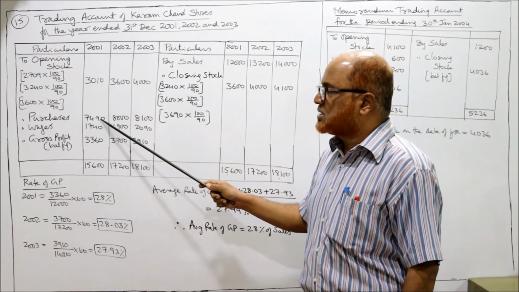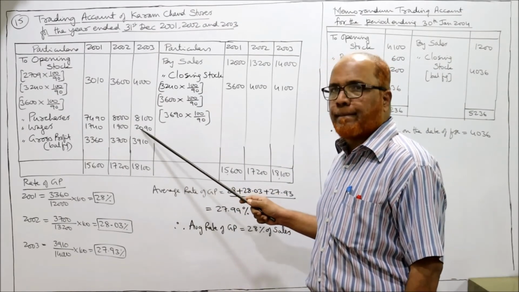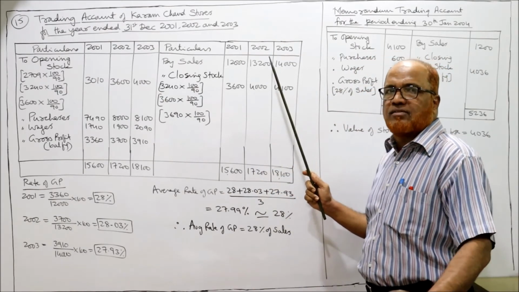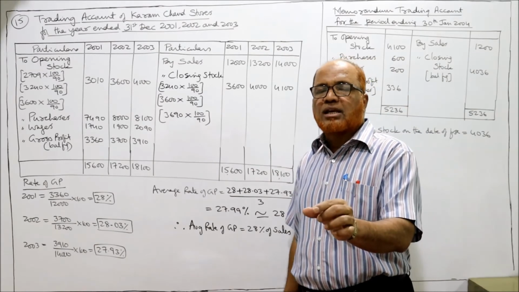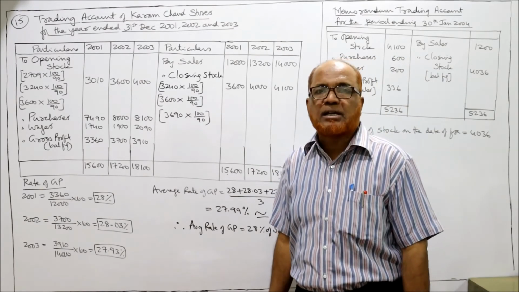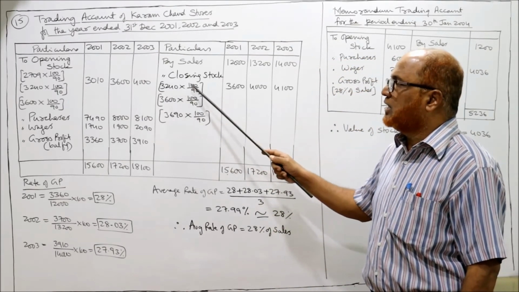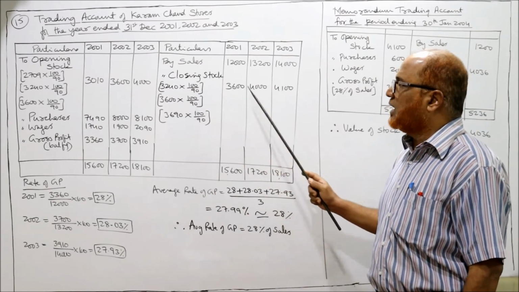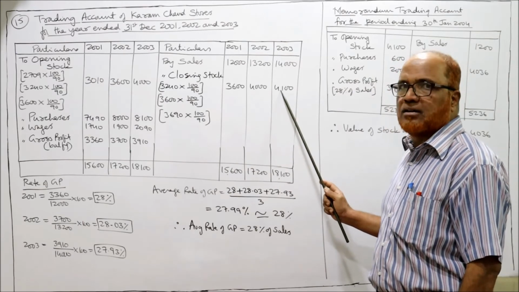Then purchases given in the problem are just the same. Wages we have taken the same, right? Sales, same thing, whatever is given in the problem for 3 years. But the closing stock, again given in the problem, is the valued one. We have to bring it to cost by multiplying with 100 by 90. So 3240 into 100 by 90, 3600. 3600 into 100 by 90, 4000. 3690 into 100 by 90, 4100.